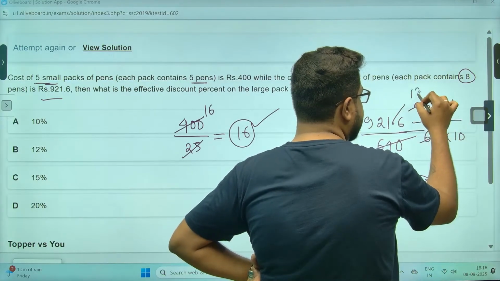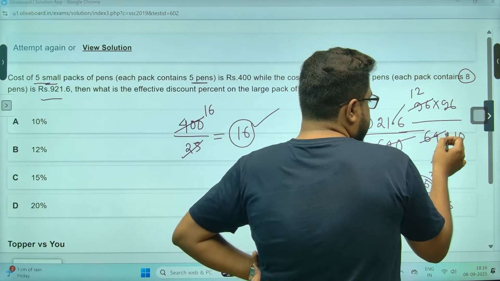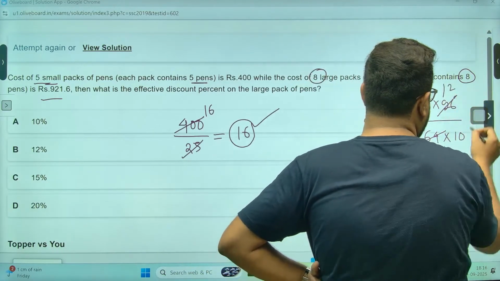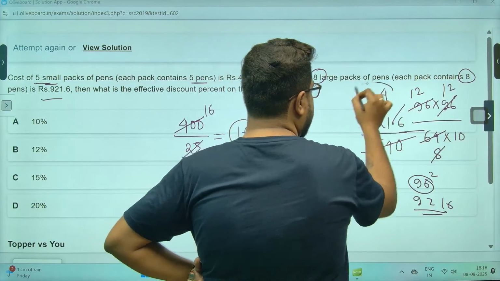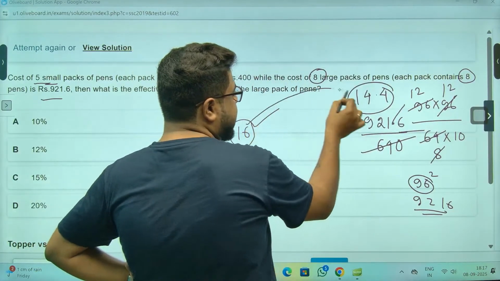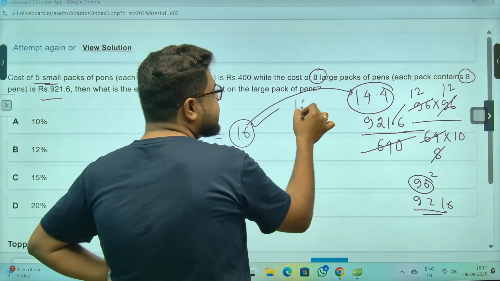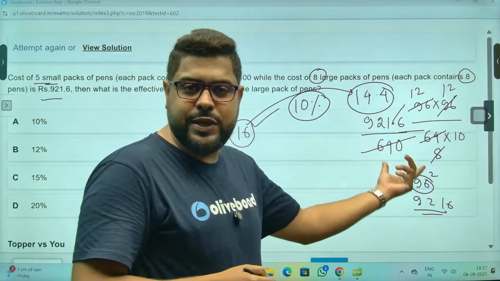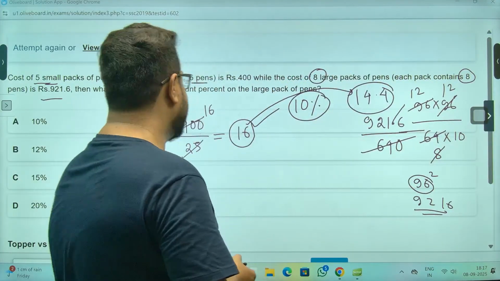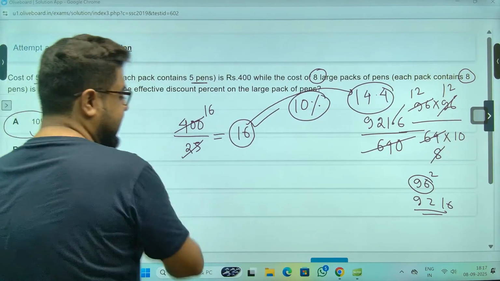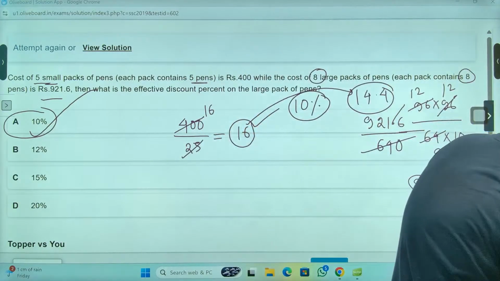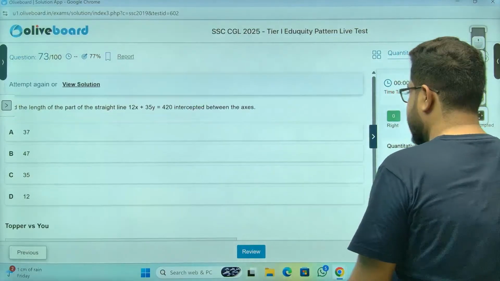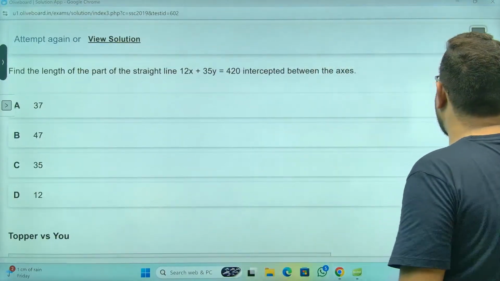8 8s, 12s. 8 12s 140, 14.4. Okay, so 16 rupees per pen here, 14.4 rupees per pen, so the discount is 10%. You see, 16 rupees, 10% discount is 1.6 rupees less, which is 14.4 rupees. So you don't need to calculate the last part, that is 10%. It is very simple. The last part itself is very, very simple. Next one, sir.